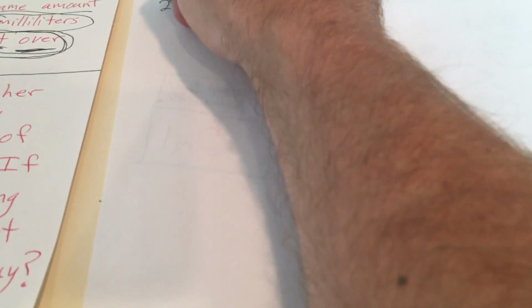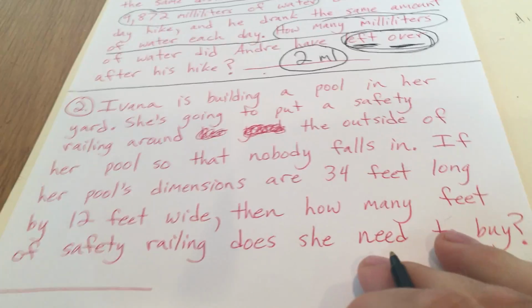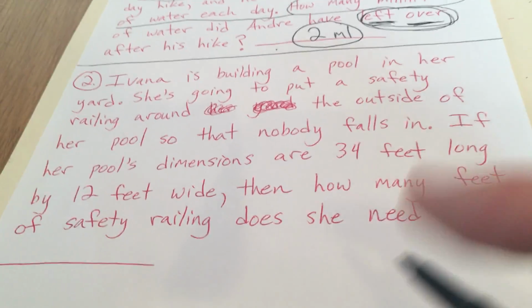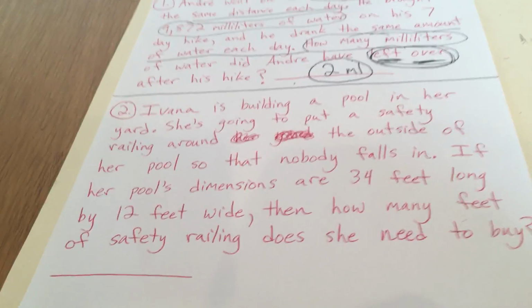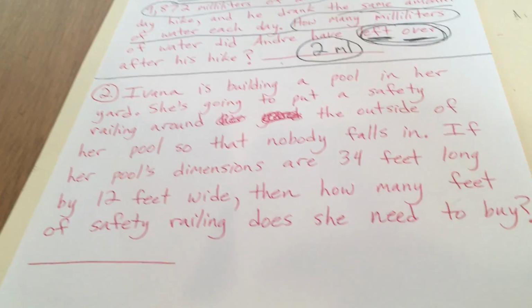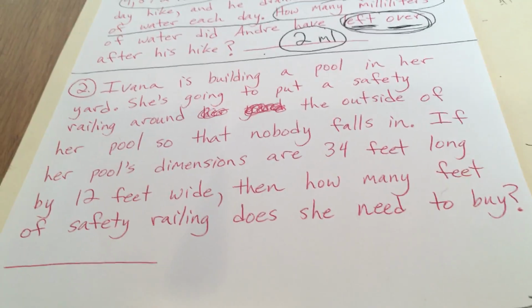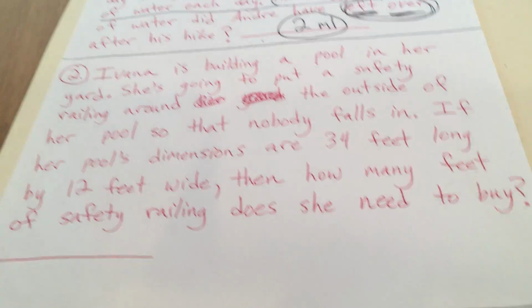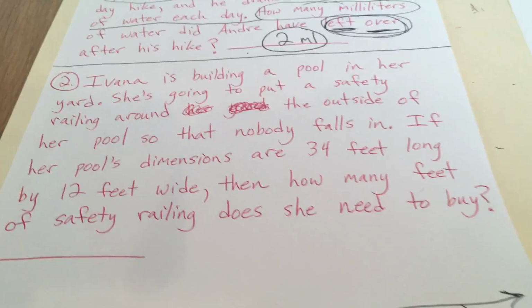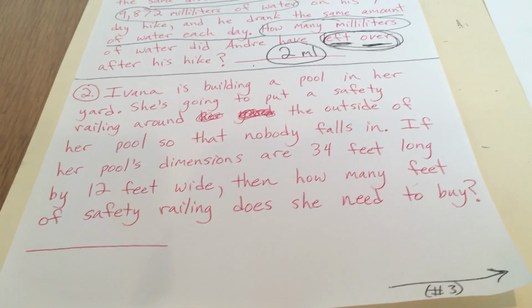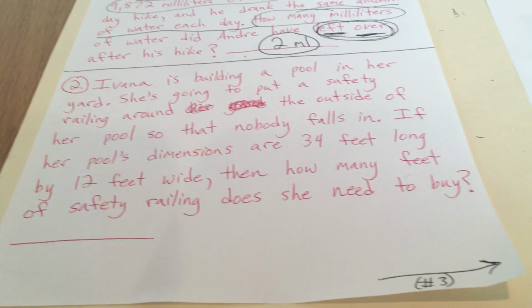Okay, let's flip it over. Let's do number 2. And here we go. Ivana is building a pool in her yard. She's going to put a safety railing around the outside of her pool so that nobody falls in. Smart thinking, Ivana. If her pool's dimensions are 34 feet long by 12 feet wide, then how many feet of safety railing does she need to buy?